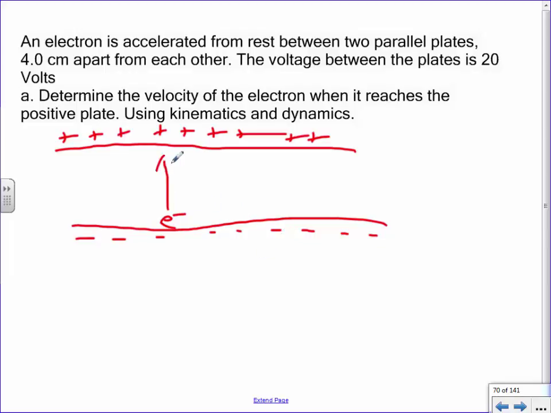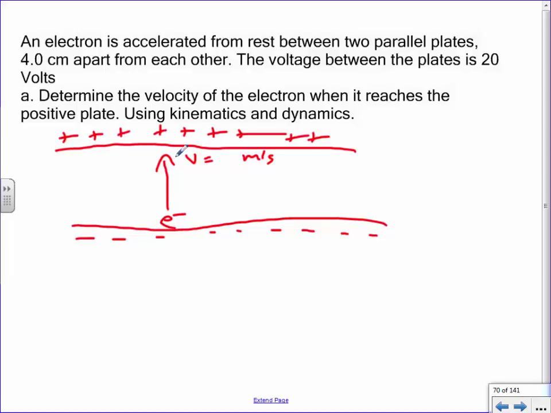Yeah, it'll repel and go towards the positive plate. Okay. My question for you then is, how much velocity in meters per second will this electron hit the other plate with? Think particle accelerator. How fast is this electron going to hit the other plate here?